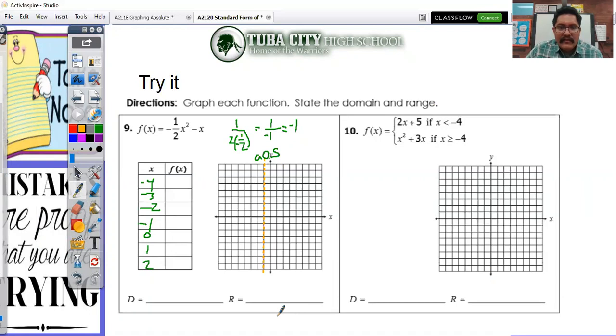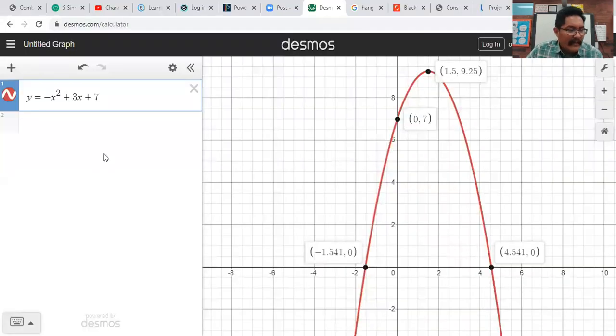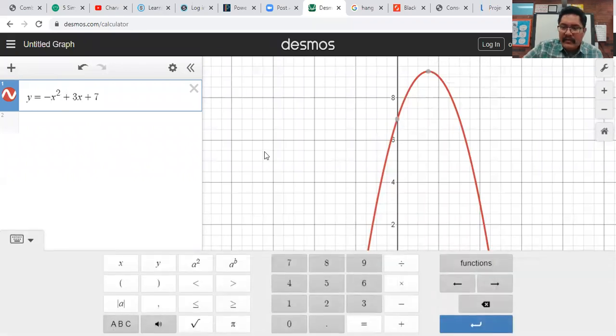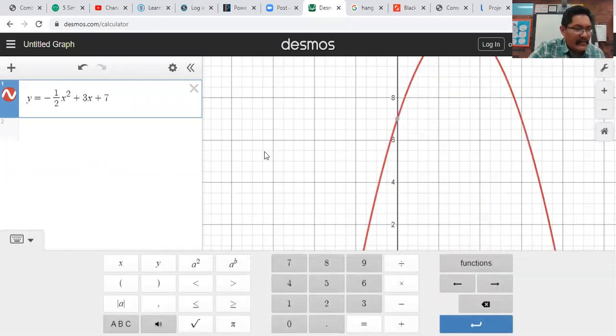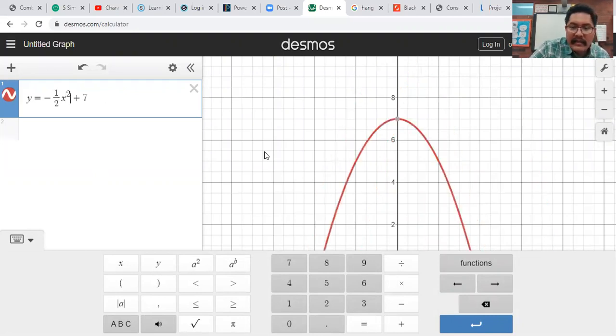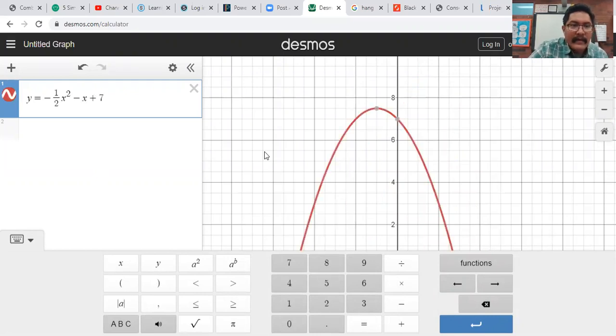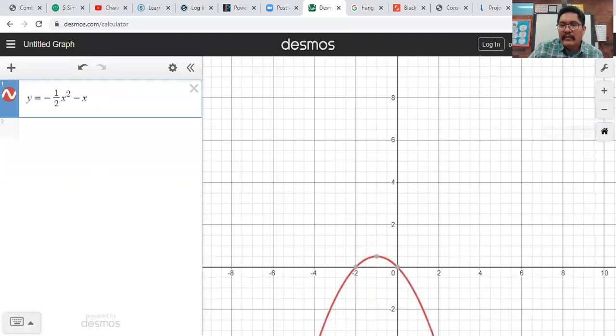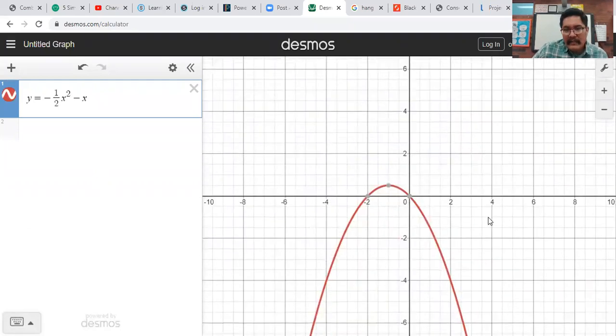Let me show you another way we can do this. Let's go back to that Desmos, and I'm going to type it in. Now I'm only doing this one because it's a bit of a tougher one. So negative 1/2 x squared, and I'm going to need to minus x. And you notice the graph is kind of shifting every time I erase or move something. So we end up with a graph that looks like this. So our vertex is here at negative 1 and a half.